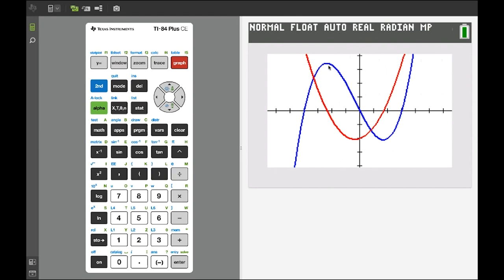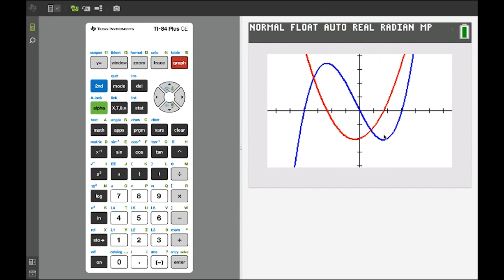Here's a relative maximum on my original cubic, and notice how it corresponds to a zero on the derivative's graph. Also, we can see that the derivative has changed sign from positive to negative there. That corresponds to the original function changing from increasing to decreasing.